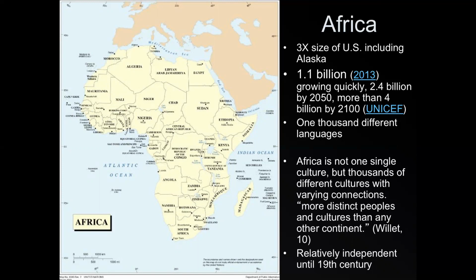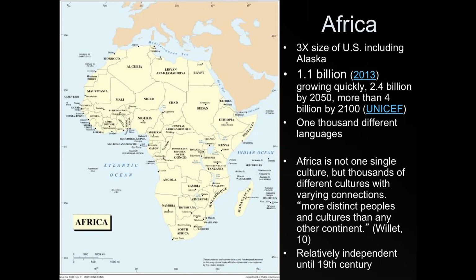And right now, there's about 1.1 billion people. I have the numbers from 2013, but it's only a bit more, like a couple hundred million more since then. And it's growing very quickly. It's growing faster than most parts of the world for a very specific reason. The population of Africa is pretty young. And as a result, there's going to be more people in following generations. Whereas in some of the other continents, the populations are much older, so they won't grow as fast.